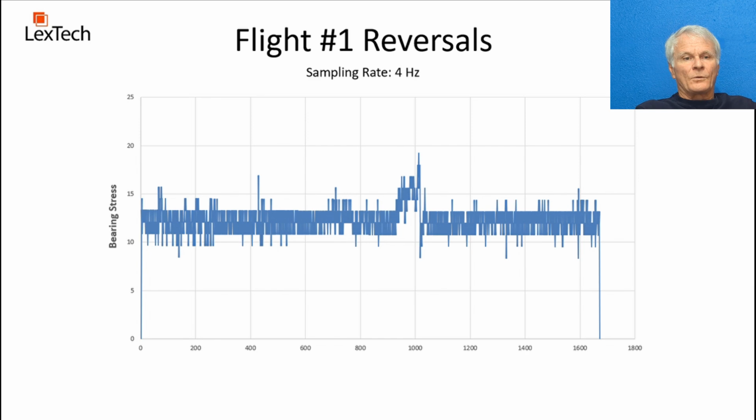So here's flight number 1. Now these are reversals. Reversals being when we have a minimum and a maximum. They're not necessarily cycles, they're peaks and valleys. So when the load direction reverses and you take that sampling rate of 4 hertz and you find your peaks and your valleys, and these are plotted here.